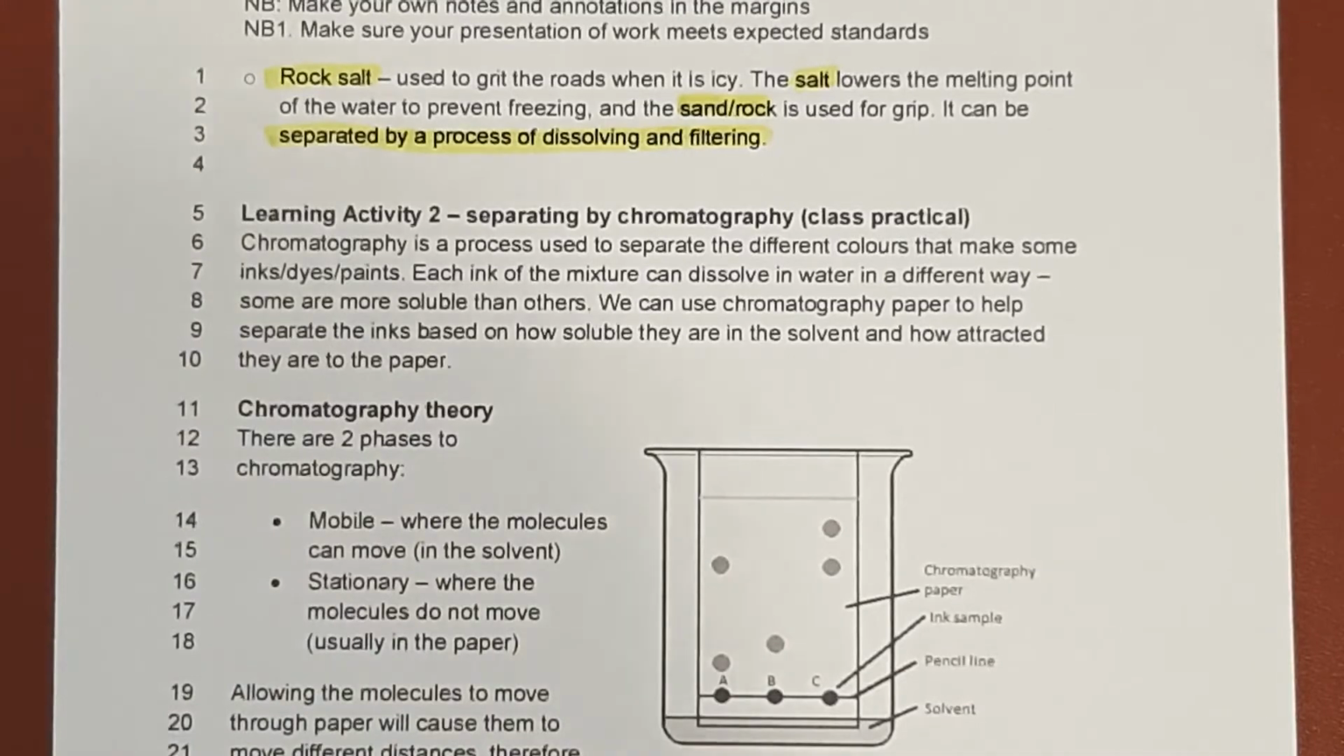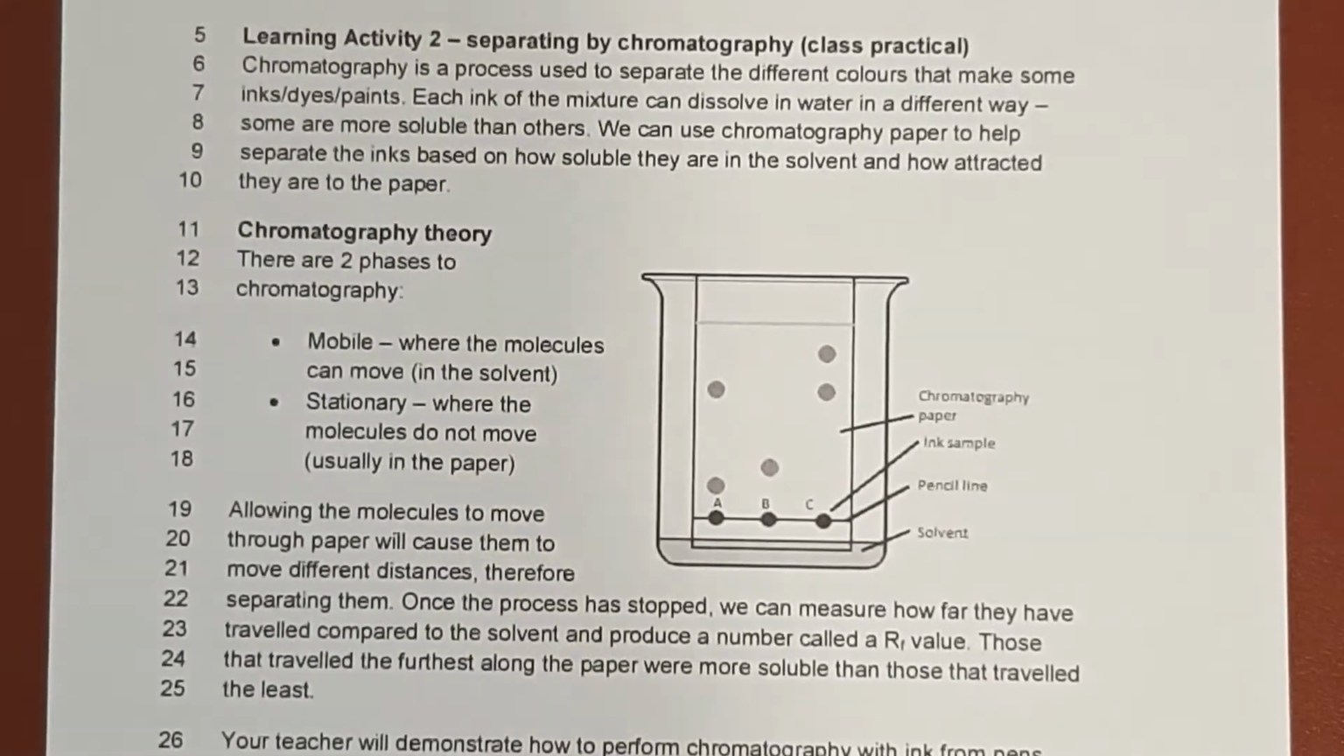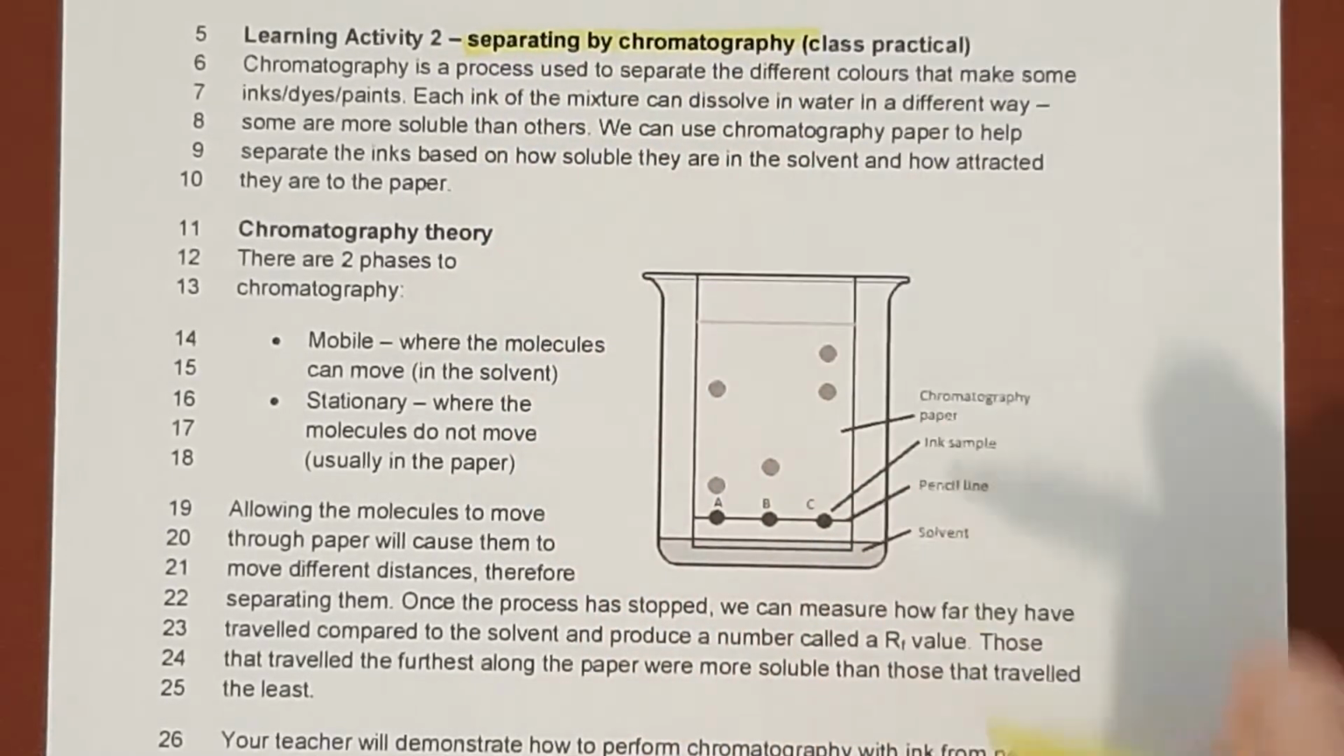Now, we have an activity that obviously we can't do because we're not in the lab, and I can't demonstrate it because I don't have the equipment at home. So this is all about separating inks or dyes or paints by a process known as chromatography. Chromatography is a process used to separate the different colours that make up some inks, dyes or paints.